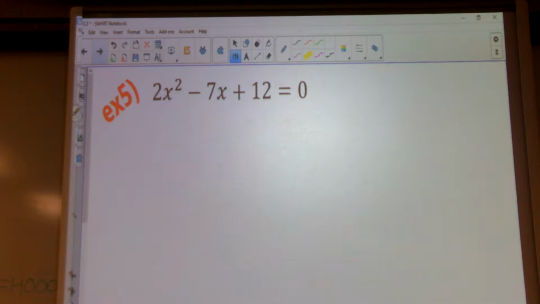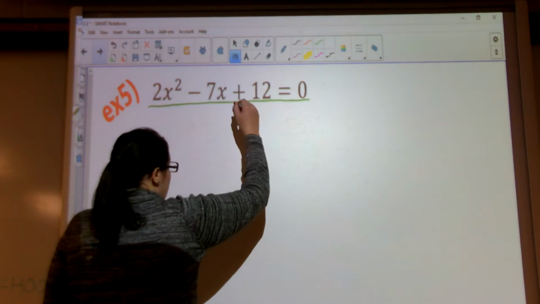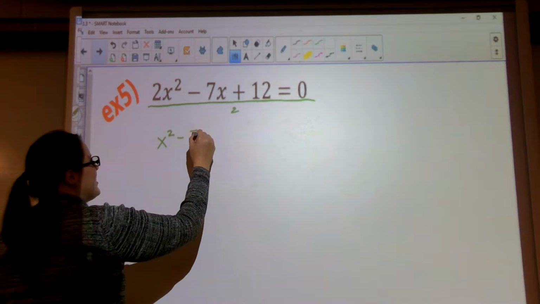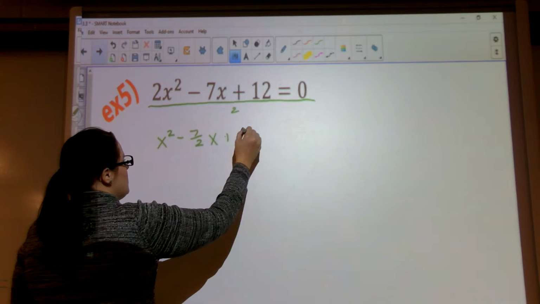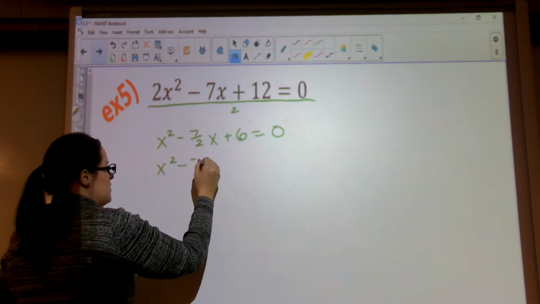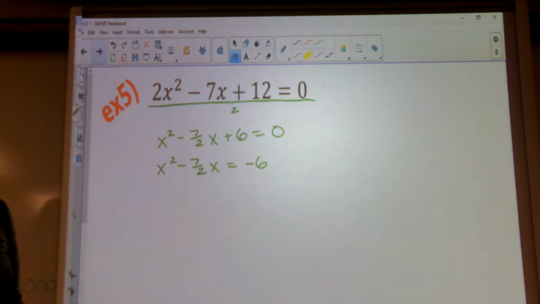What do I do first? Divide by 2. Lazy man's way. X squared minus 7/2 x plus 6. Take that 6 over. Ooh, this is a good one. This one gets a little messy.